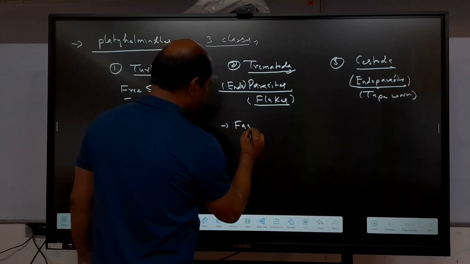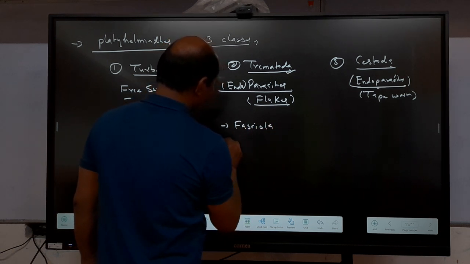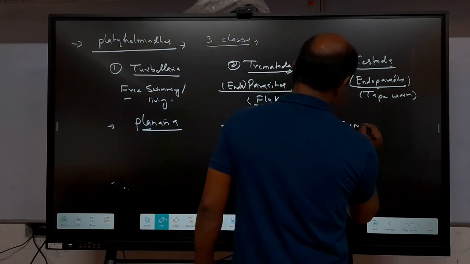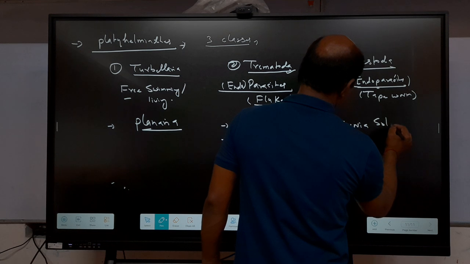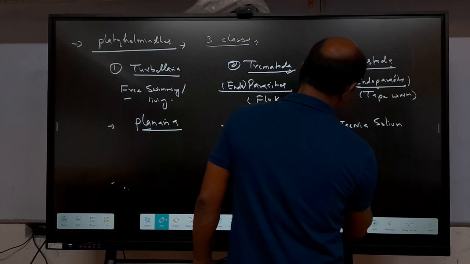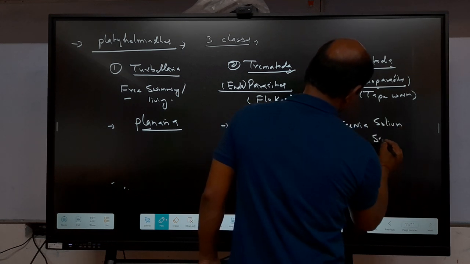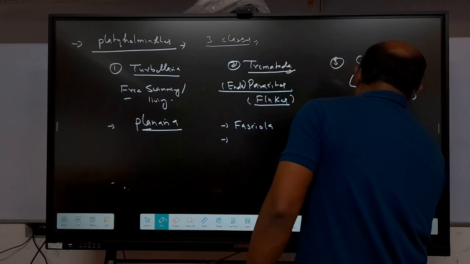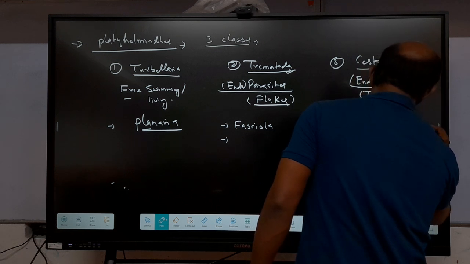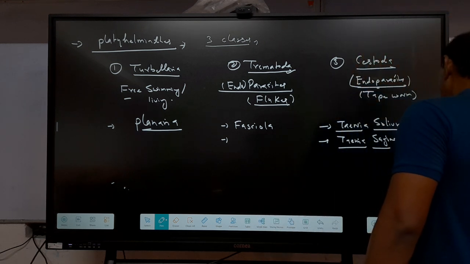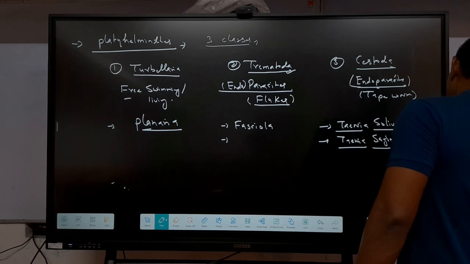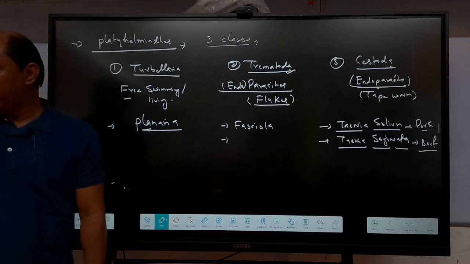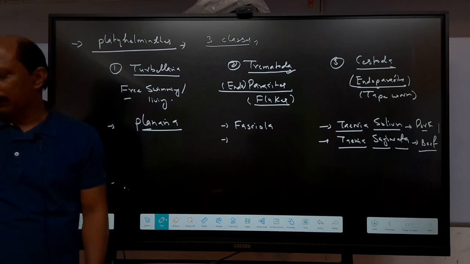For example, Fasciola hepatica. And third, we have Cestoda. For example, we have Taenia solium and Taenia saginata. These are examples. Taenia solium is called pork tapeworm. This is called beef tapeworm. The name is given on the basis of where they are present.